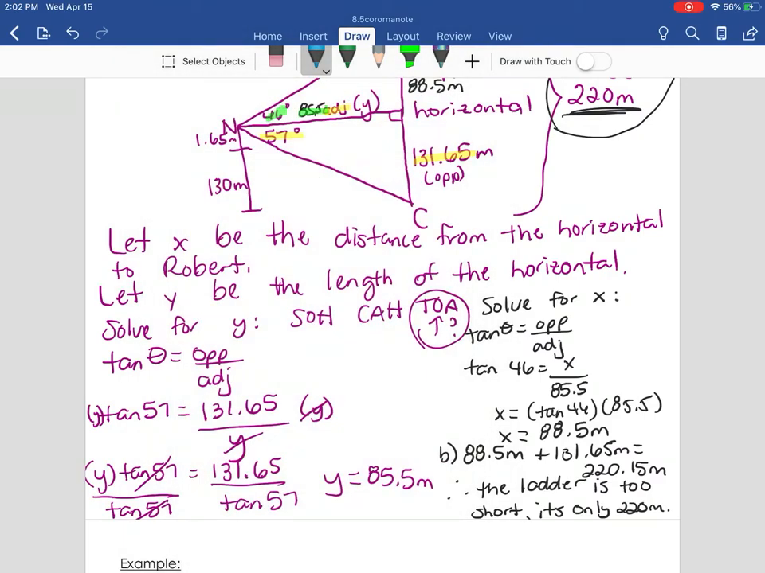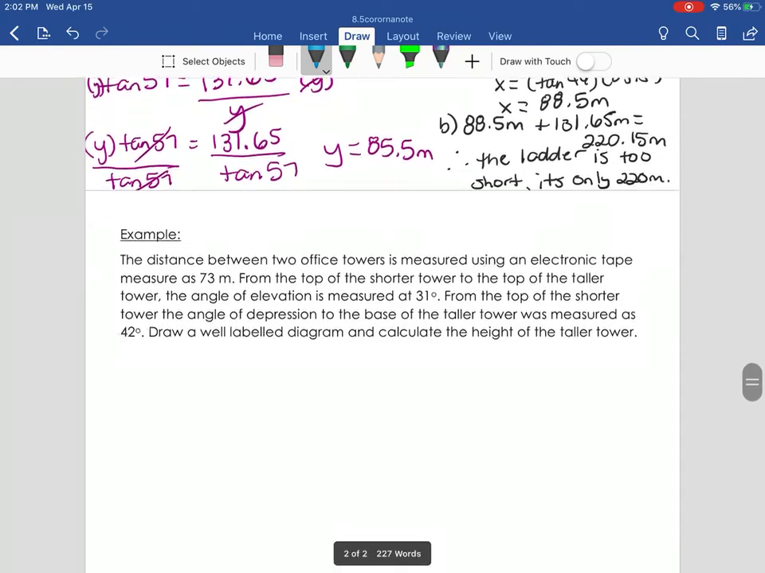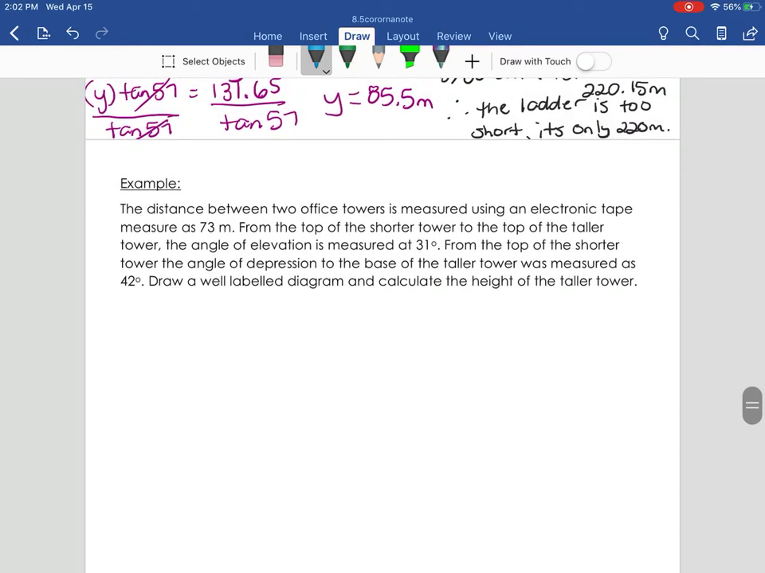So, you know, as always, with any kind of word problem, just make sure that you are answering the question fully. Okay, so now on to our next example.